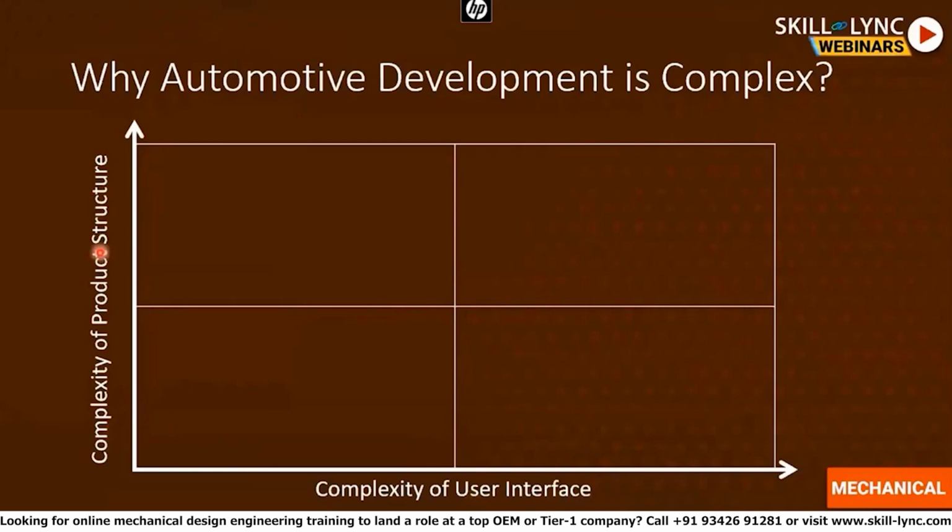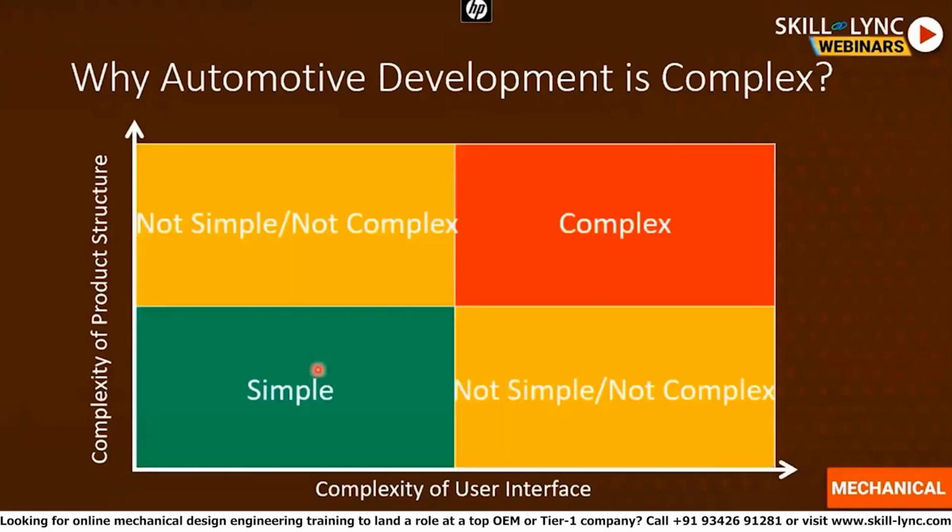So this complexity will be on the x-axis, and the complexity of the product structure itself. Of course, the product structure complexity comes from the number of parts involved in assembling the final product and what the processes are of making all these parts individually. Everything comes in the product structure complexity. And in this graph, there are 4 boxes you can see, and some of you might have already imagined what these 4 boxes are. The box in the left bottom, the less complexity of product structure and less complexity of user interface, we basically say it is simple.